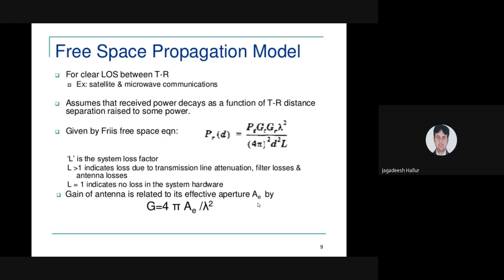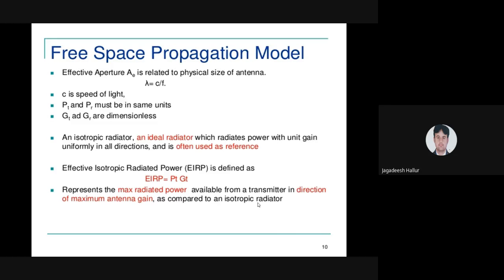The gain of antenna with respect to effective aperture AE is given by G equals 4 pi AE divided by lambda square. This effective aperture is related to the physical size of the antenna, meaning your base station, your tower. That tower is called your effective aperture. Based on that, you have to calculate the wavelength, lambda, for that particular antenna size.